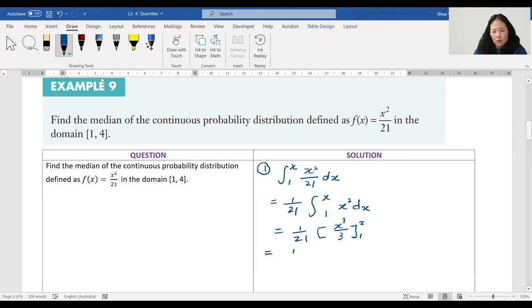So I'll get 1 over 21, I'm just going to keep it because it's not going to make any difference, times x cubed over 3. Then I'll simplify as 21 times 3, 63, x cubed minus 1. Okay, so that's our general formula. Now, that's not the answer. It says find the median. Now we can find the median using the general formula.